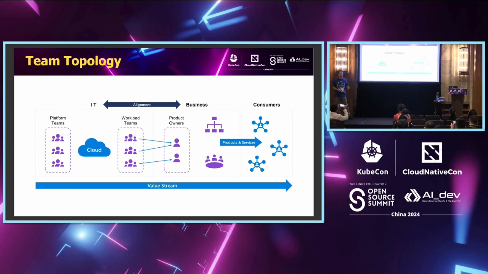In this architecture, the platform team is the core of the IT architecture. The platform team, especially the cloud platform team, builds the platform on the cloud and builds the platform for workloads, especially for the business development team. The business development team delivers a product or service to product owners, and the product owners offer the product or service to the customer. In the value stream from left to right, the platform team is a core part of the IT architecture.